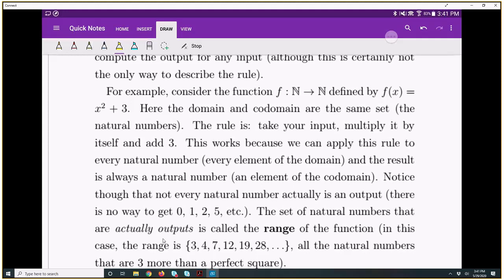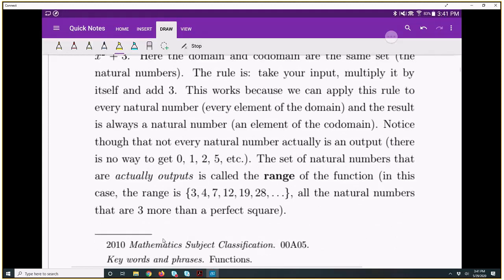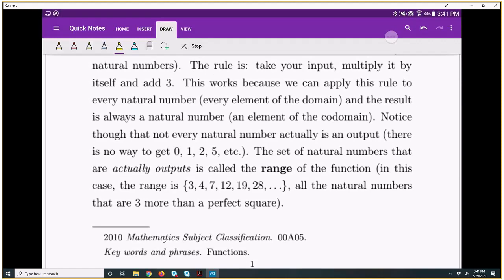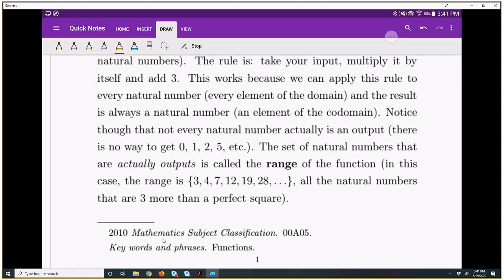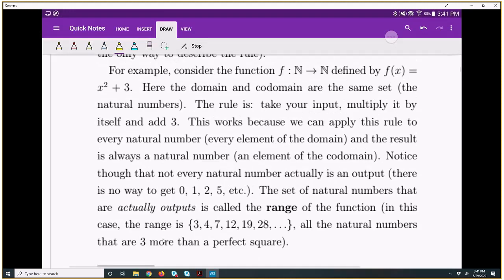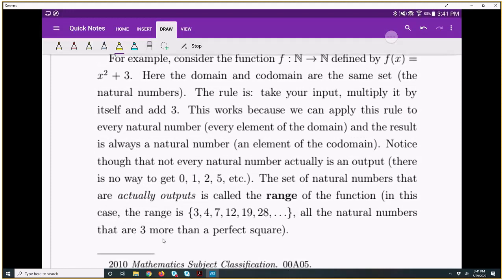This rule works because we can apply this to every natural number, and the result will always be a natural number. So for every element of the domain, the rule will work, and for every element of the domain, we'll get an element in the codomain. So this is a valid function. But notice that not every natural number is actually going to be an output of the function. The rule is x squared plus 3, so there's no way to get 0 from x squared plus 3, or 1, or 2, or 5, etc.